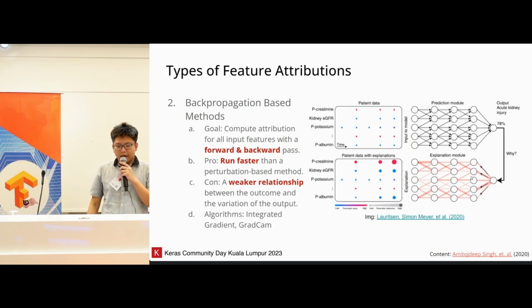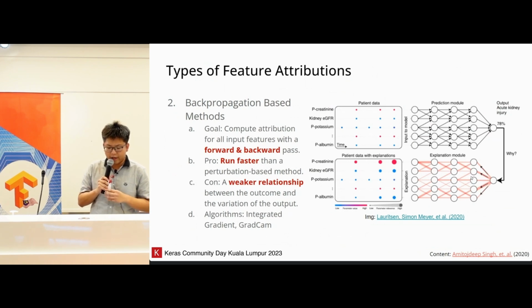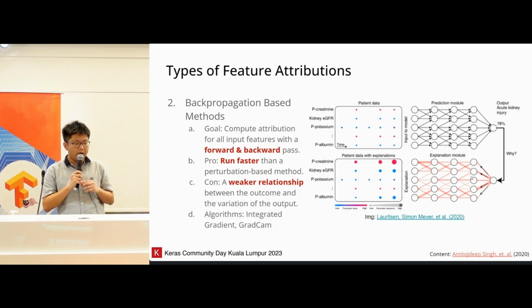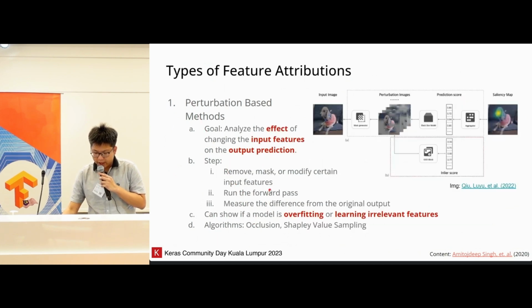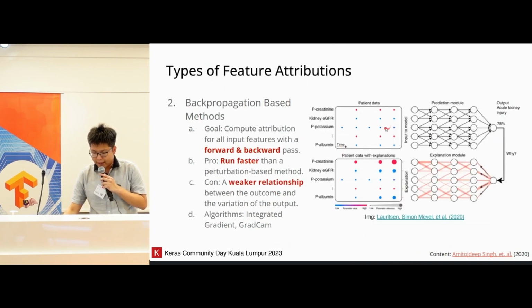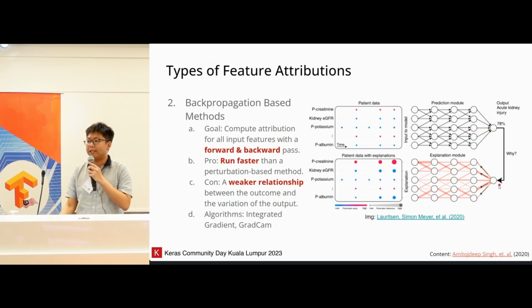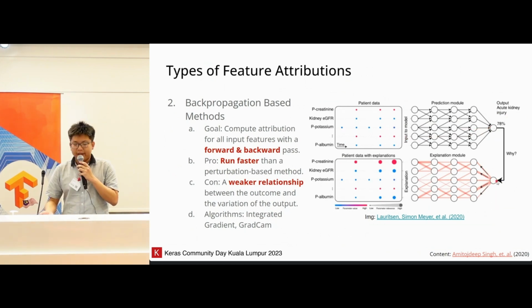Okay, next, this is the second category I mentioned just now. It's called backprop-based methods. What it tries to do is compute the attributions for all the input features with a forward and also a backward pass. The process is something like this. This is a forward pass. Then after that, it does a backprop. It tracks back, like for example, you predicted this image is a dog. Then we ask why you think it's a dog.